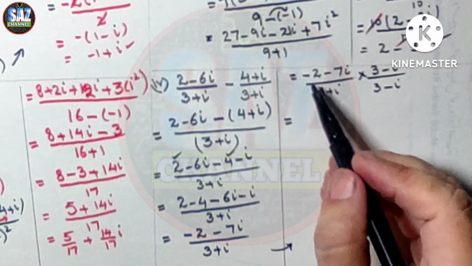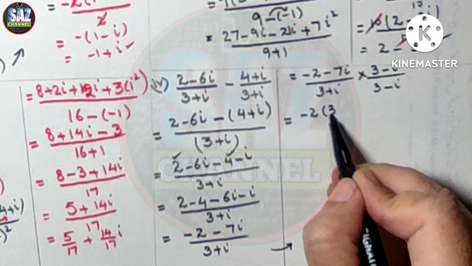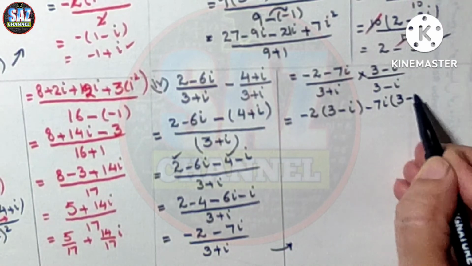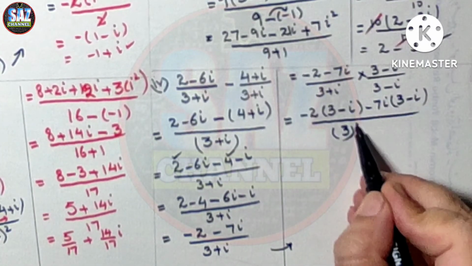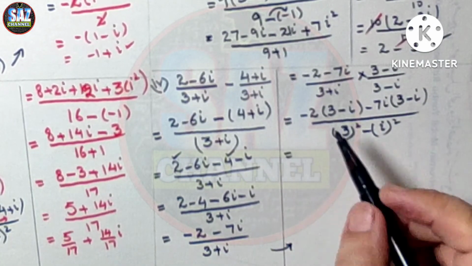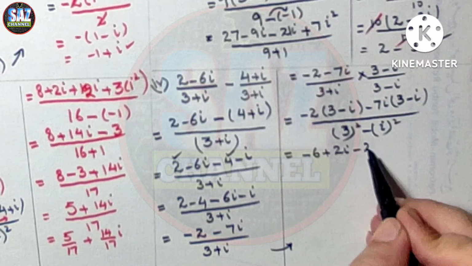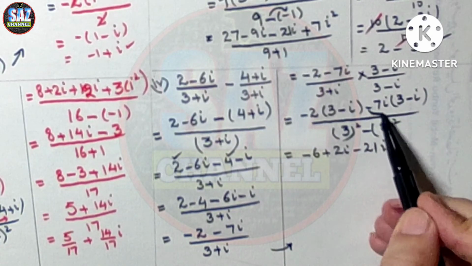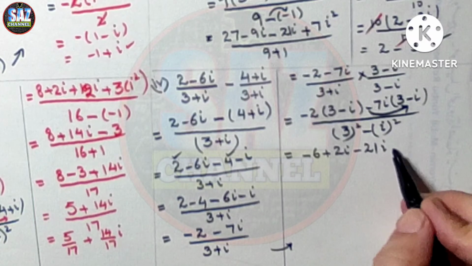Again, distributive property. Let me first show this step: (-2 - 7 iota) into (3 - iota) upon a square minus b square, 3 square minus iota square. This will become -6 + 2 iota - 21 iota, and minus multiplied by minus is positive, 7 iota square, and iota square is minus 1.